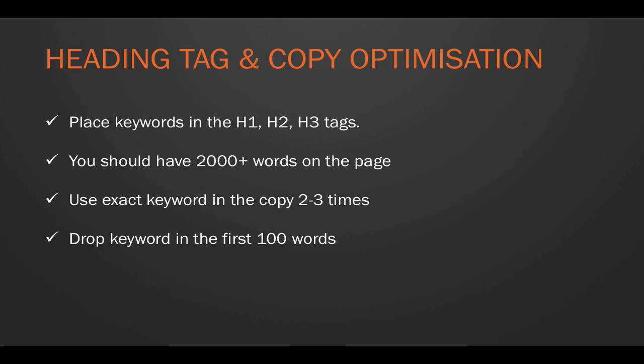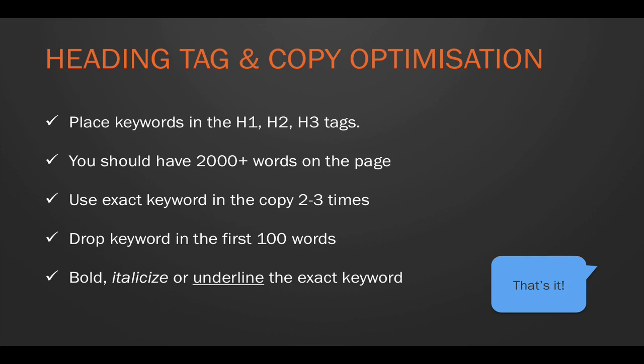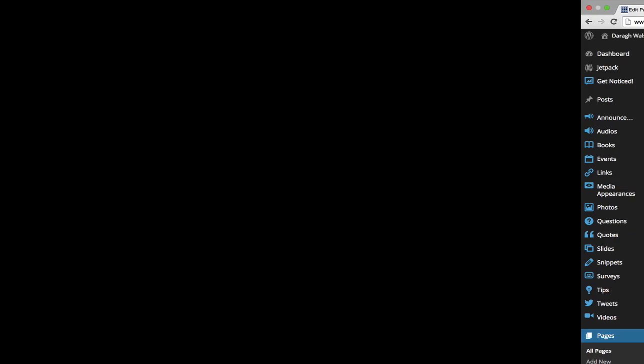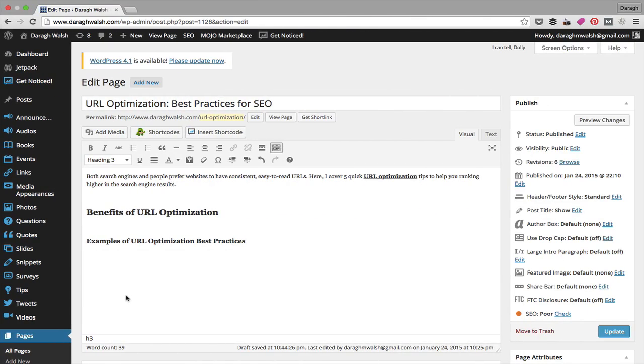You want to drop the keyword in the first 100 words, and it's also good to bold and italicize or underline the exact keyword to draw attention to it. So that's really it. Let's return to our example now. I think when I show you an example of all these best practices, it'll bring it to life a little bit more. Let's firstly talk about the heading tags.